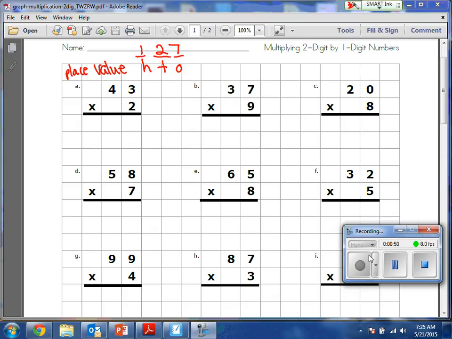So this is what I'm going to have you do. I want you to look at this first one, letter A, where it has 43 times 2. What we do is we start by multiplying the ones place together. So let's look at this 2 right here. This is the only number we have, so we're going to multiply the 2 times the ones place. So let's think to ourselves. What is 2 times 3? If you said 6, you're correct. Now let's go ahead and put a 6 and make sure it stays right inside this nice little box right here. So go ahead and put a 6 right there.